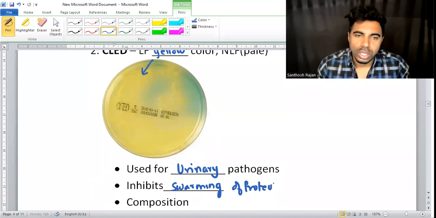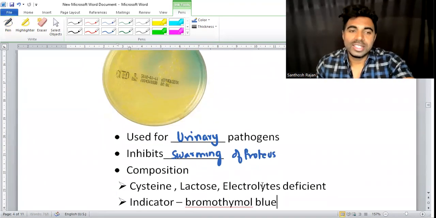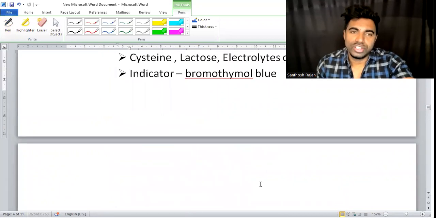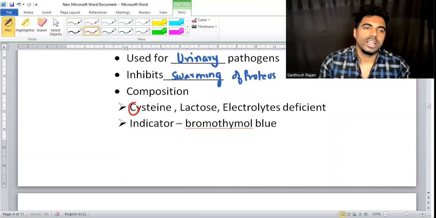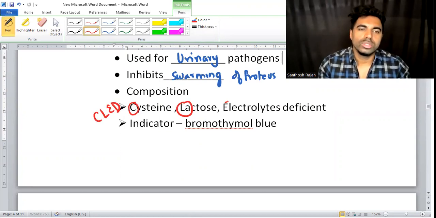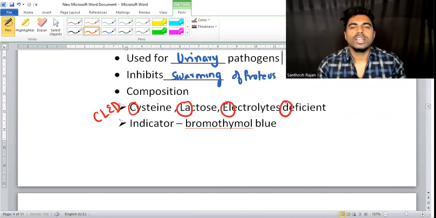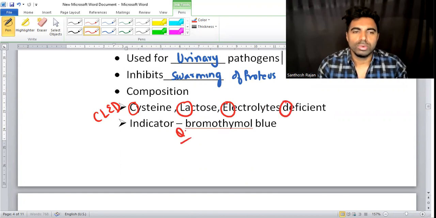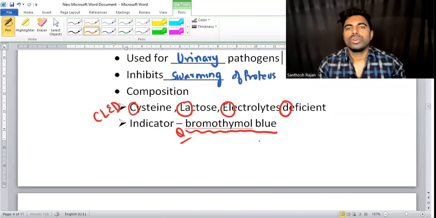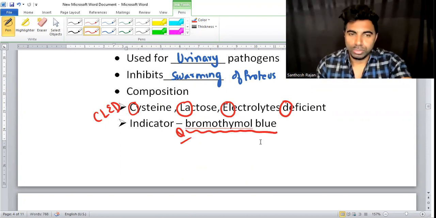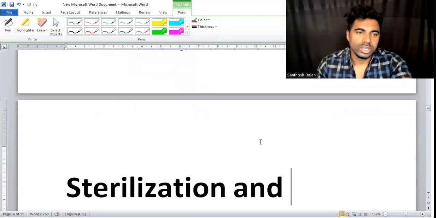This is used. So what does CLED mean? CLED is cysteine lactose electrolyte deficient. Cysteine lactose electrolyte deficient. That's the full meaning of this. Okay, it's CLED, C-L-E-D. And the indicator is simply bromothymol blue. Neutral red for MacConkey agar and bromothymol blue for your CLED media. CLED, bromothymol blue.